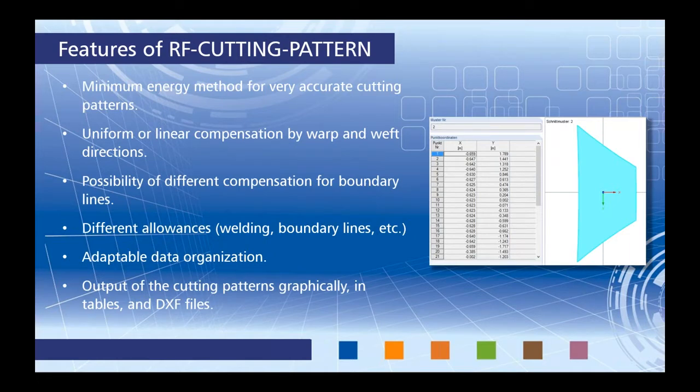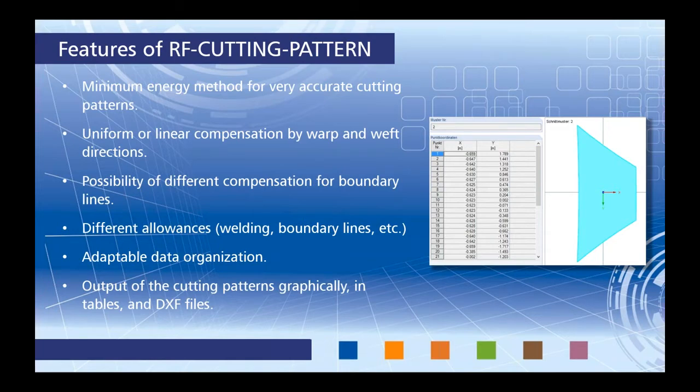Our other add-on module, RF cutting patterns, uses the minimum energy method for a very accurate cutting pattern. So essentially, we're turning this 3D membrane element into a 2D cutting pattern via the minimum energy method. We can also take into account uniform or linear compensation by warp or weft directions, meaning typically these membranes are going to be stretched when they're applied to our structure. So for the 2D cutting pattern, we can take into account that compensation. We can also apply these compensations for boundary lines around the 2D cutting pattern, so it doesn't necessarily need to be in the warp and weft directions.